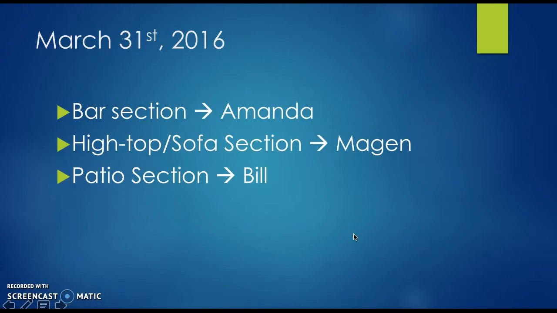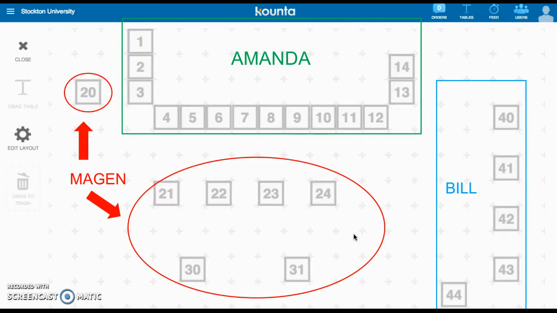The date we chose to do is Thursday, March 31st, 2016, and we split up our three sections amongst ourselves. Amanda's at the bar section, Megan is at the high top and sofa section, and Bill is at the patio section. As you can see on this slide, we have our floor layout, and we put each of us into one section. Amanda is in the green section, Megan is in the red, and Bill is in the blue.